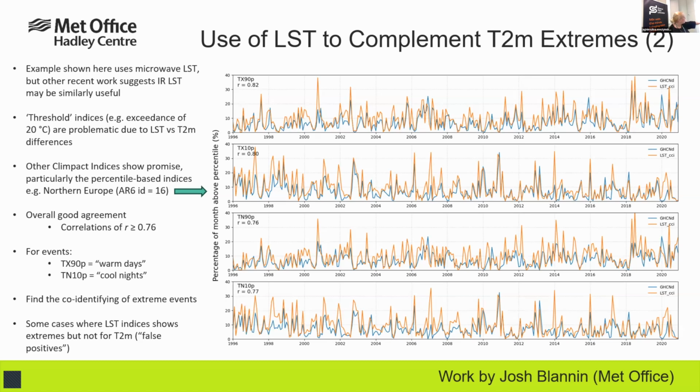And this is an example from the AR6 assessment report, the IPCC region in Northern Europe, which shows time series of percentiles. So this is exceedances of percentiles of the distributions of LST and 2 meter air temperature. The top one is exceedance of Tmax 90th percentile, then below Tmax 10th percentile, and then minimum temperature 90th and 10th on the bottom two panels. And you can see generally that these time series complement each other very well.